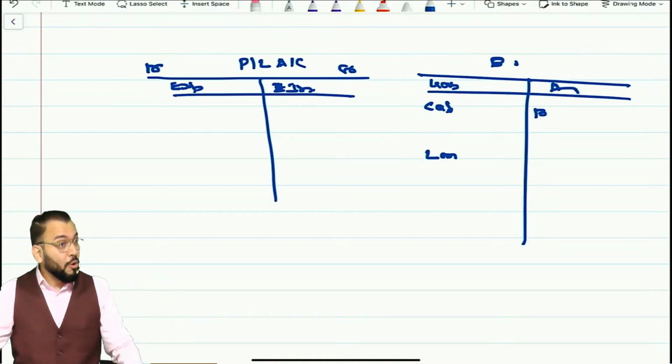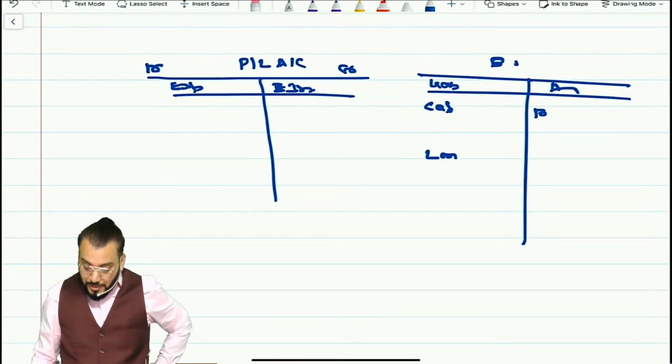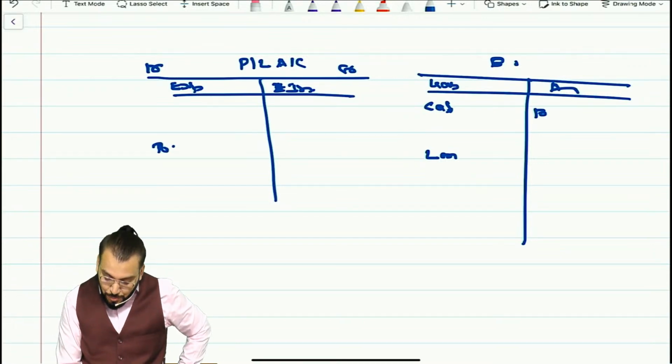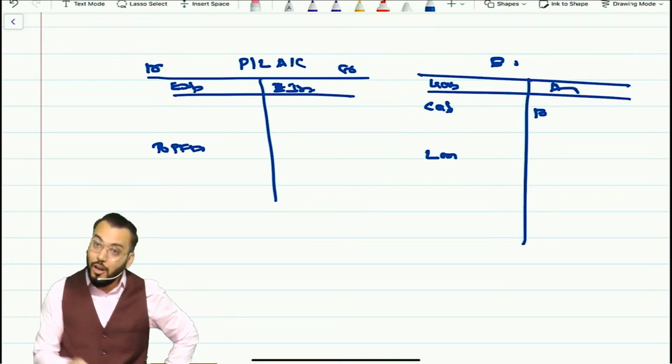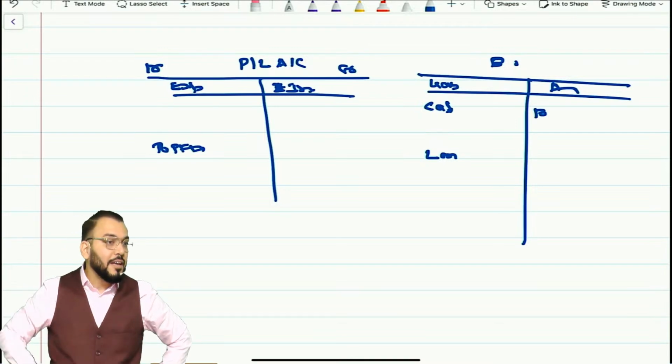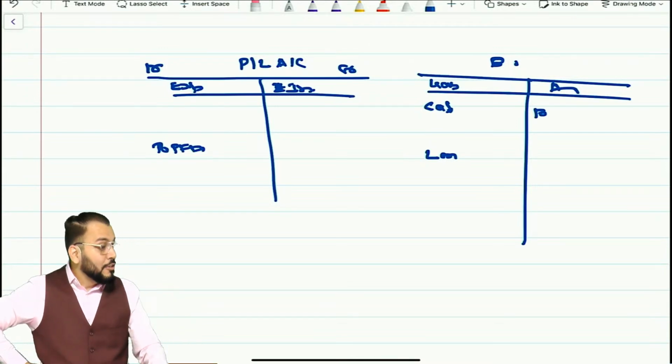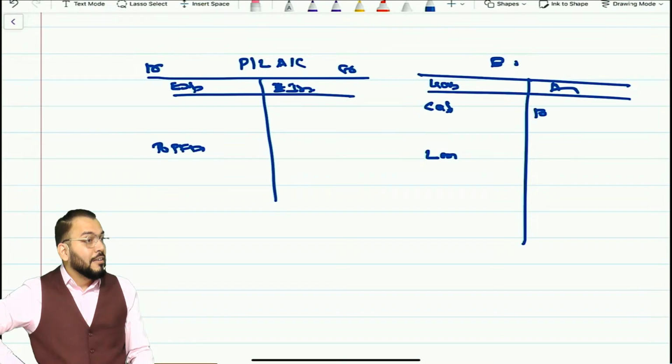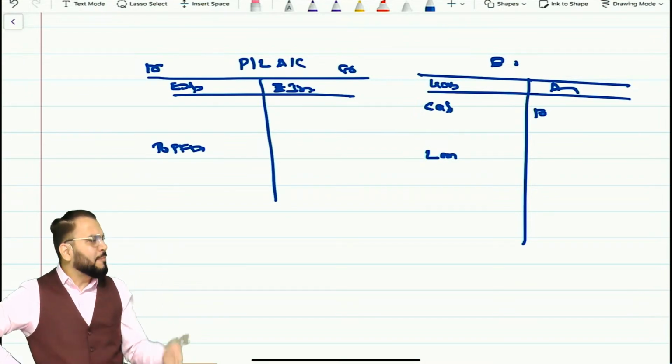Then one more point: provision. Whenever there is a provision, write it on this side, like provision for doubtful debt. Always here only. Nobody explains what is provision at that time. Nobody explains what is an asset, what is a liability, what is an expense, what is income.